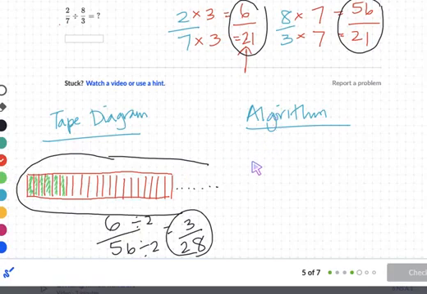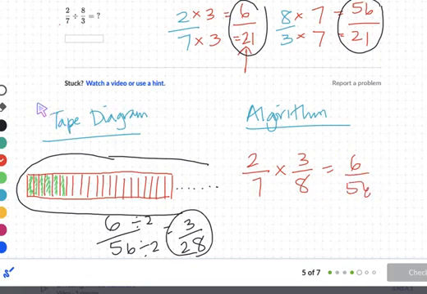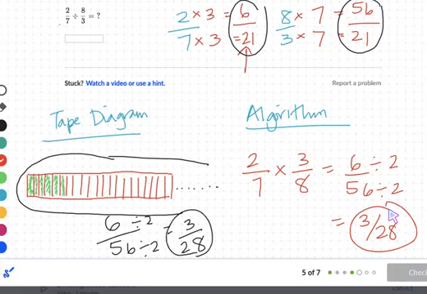We can use the algorithm method to double check. 2/7 keeps the same, division becomes multiplication, and then 8/3 becomes 3/8. Multiply top and bottom, we get 6, and 8 times 7 is 56. Look at that, we got the same thing as over here, 6/56. And then we know we can divide by 2 to get our final answer, which is 3/28. Both those methods get us there.